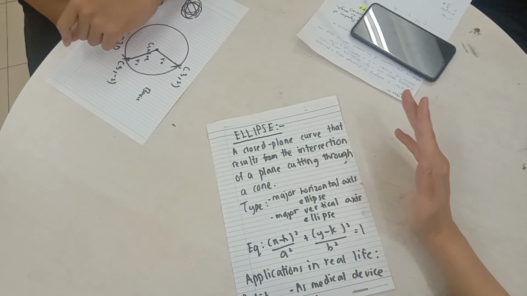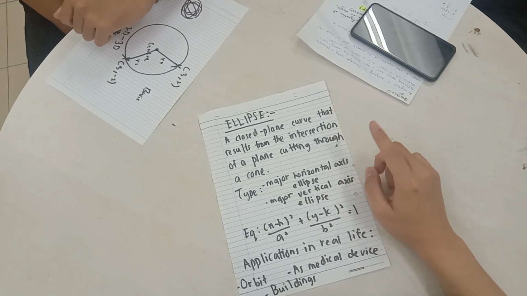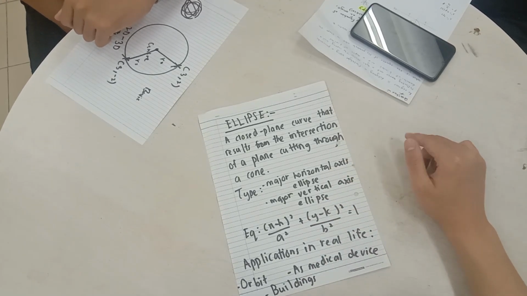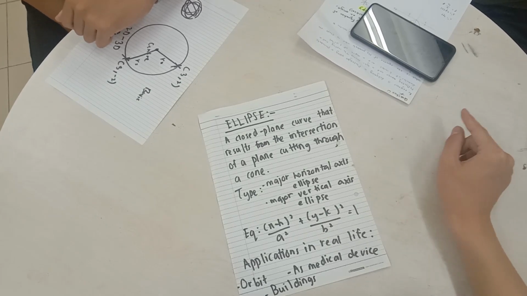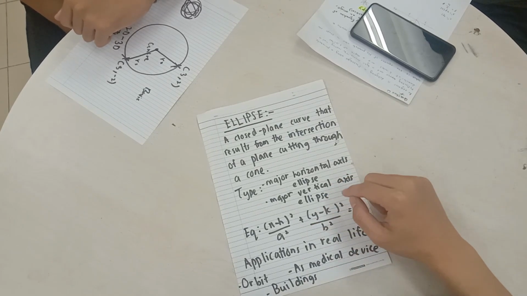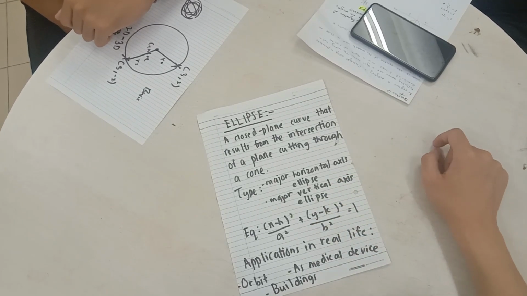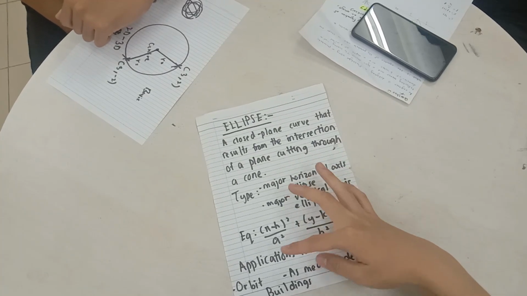The equation of an ellipse is (x - h)^2 / a^2 + (y - k)^2 / b^2 = 1. You need to remember that a^2 is always greater than b^2. But now, some applications of ellipse in real life. First of all, orbit.